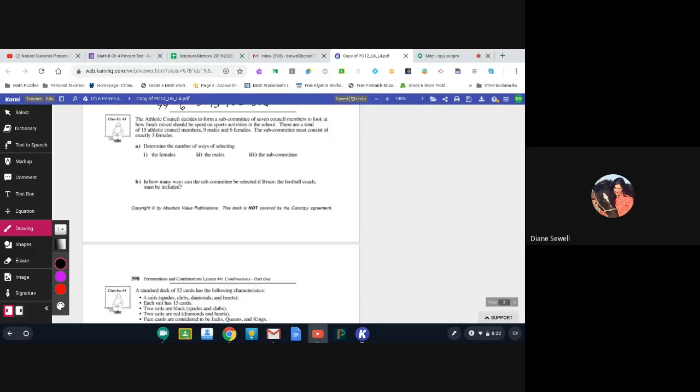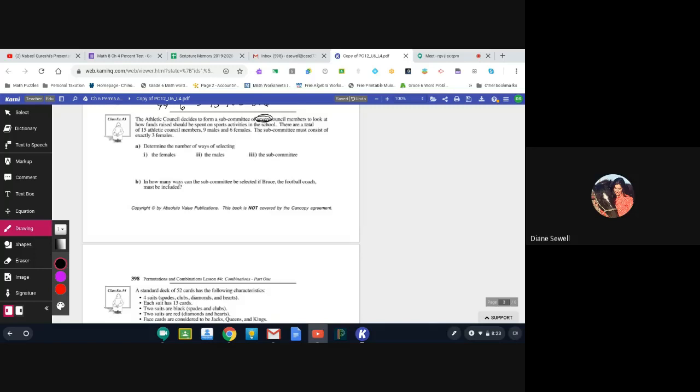The athletic council decides to form a subcommittee of 7 council members. Okay, pay attention. 7 council members to look at how funds raised should be spent on sports activities. There are a total of 15 athletic council members, 9 males and 6 females. The subcommittee must consist of exactly 3 females. All right, so you have to have 3 girls, and then the other part of the 7, remember there's only 7 going to be on this new committee. The rest of them have to be boys. So they're going to break it down for us.